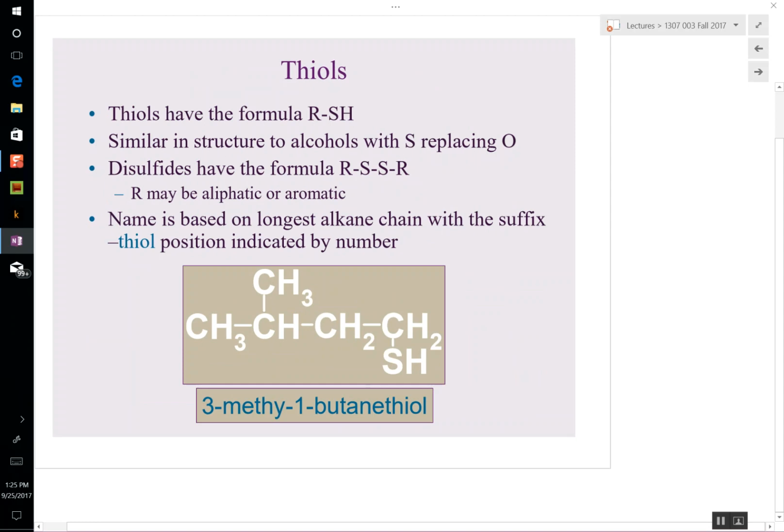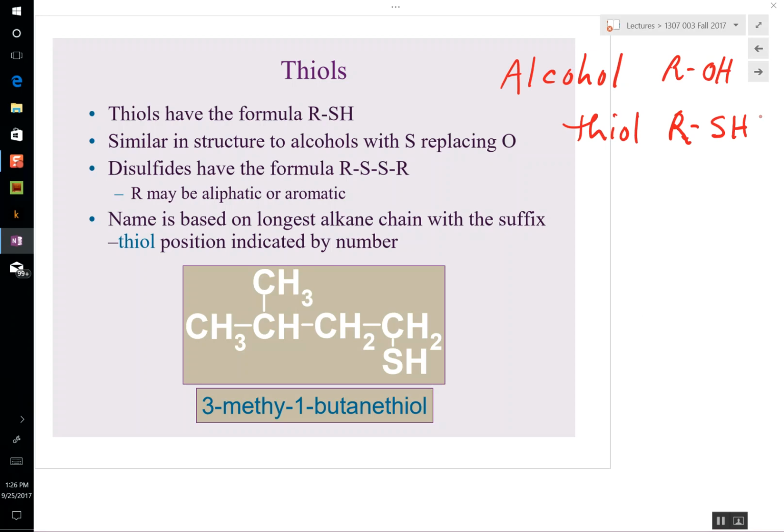Okay, just for terminology's sake, I want you to understand what a thiol is. You know what an alcohol is. You have a hydroxyl group on a carbon. That's an alcohol. Thiols, you have an SH group on a carbon. And that would be a thiol functional organic molecule.